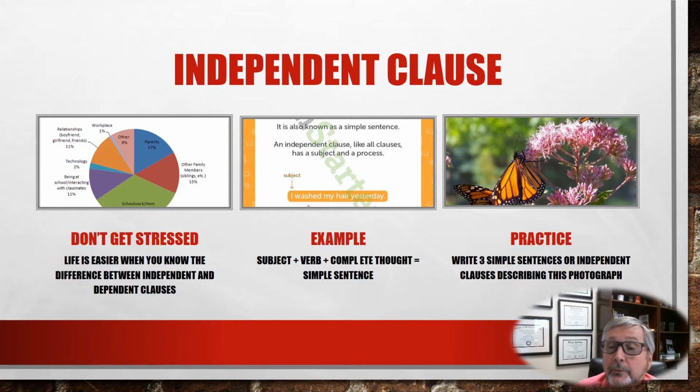One simple sentence or independent clause could be, the flower is purple. Another might be, the butterfly is beautiful. A third might be, the butterfly is sitting on the flower. All 3 of those are perfectly fine examples of independent clauses or simple sentences. Can't use mine, you have to make up your own.